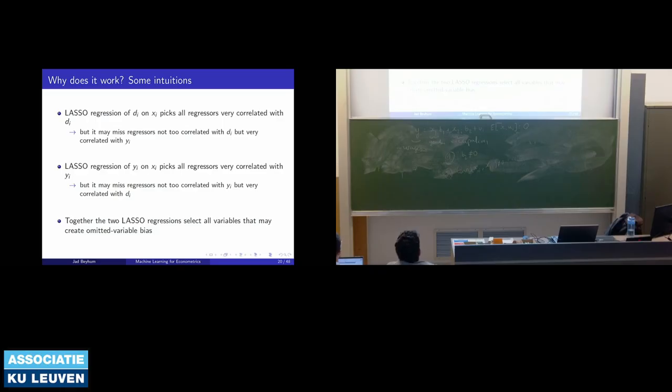The second lasso regression is going to pick all regressors that are very correlated with yi. It might miss some that are not very correlated with yi, but all the ones that are very correlated with yi will be captured by this regression. So together, the two lasso regressions are going to select all variables which are either very correlated with yi or very correlated with di.